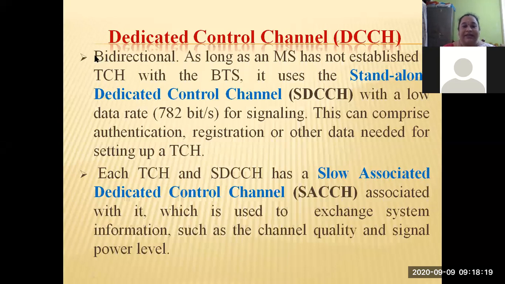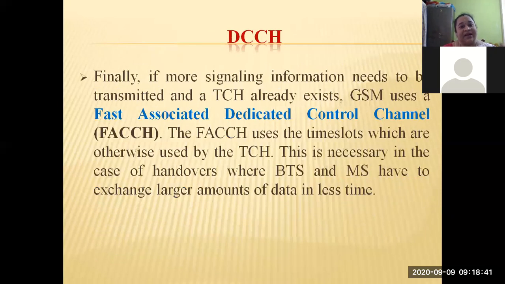And these dedicated control channels provide you two more channels called the slow associated control channel and the fast associated control channel. The slow associated control channels exchange system information between the two communication systems regarding the channel quality and the signal power level. Whereas the fast associated control channels provide the necessary handovers whenever there is a change of network between the two base transceiver systems. Whenever there is a change in the networks of the two mobile stations, then handover is possible.